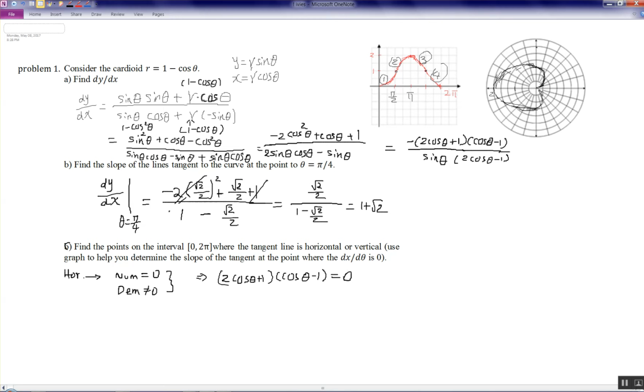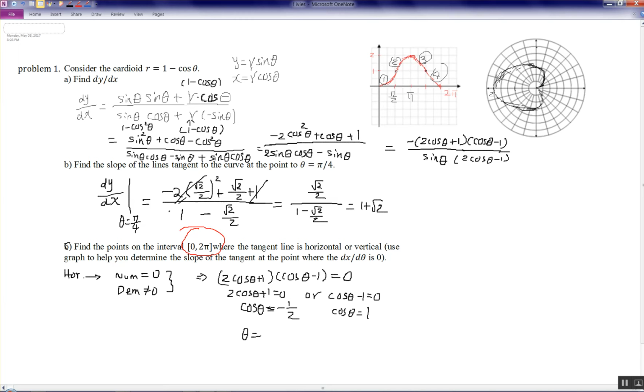So we are going to set the numerator to 0, which means here we do see that 2 cosine theta plus 1 equals 0, or cosine theta minus 1 equals 0, which means cosine theta here is equal to negative 1/2. And from this equation, cosine theta is equal to 1.